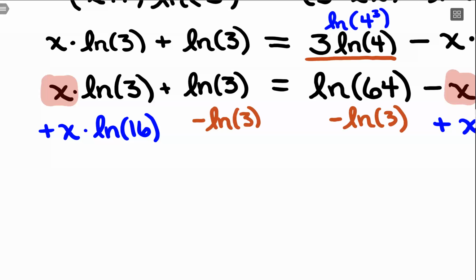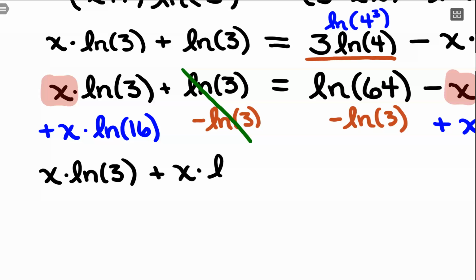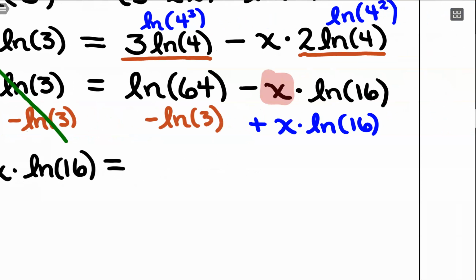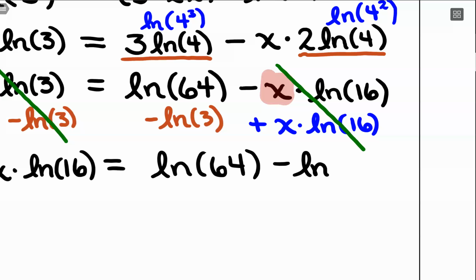So when we do this, on the left-hand side of the equation, those natural logs of 3 cancel out with each other. So all we have is this addition of x times natural log of 3 plus x times natural log of 16. And then on the right-hand side of the equation, that x natural log of 16s, those cancel out. So we'll have this natural log of 64 minus natural log of 3.